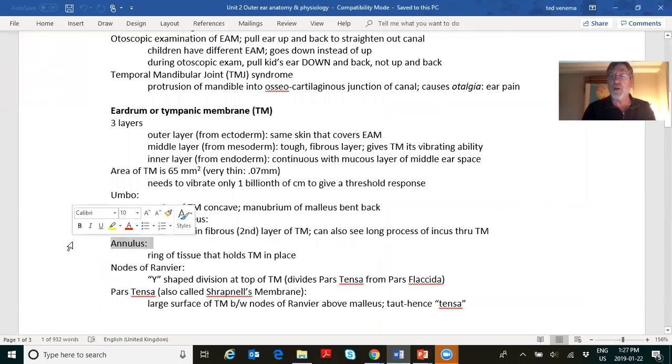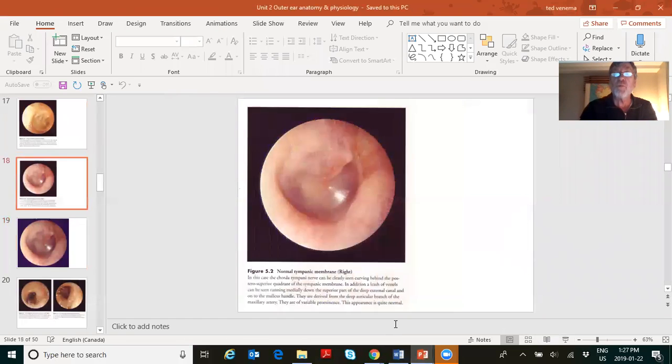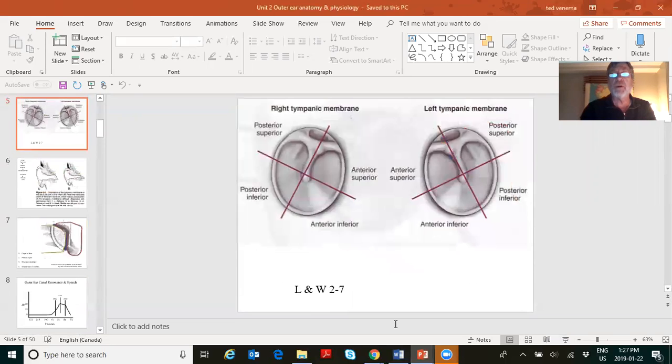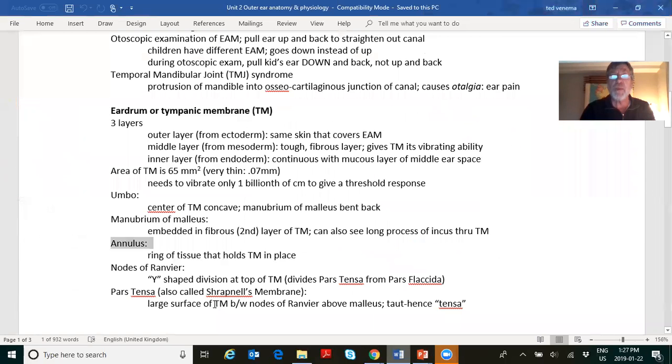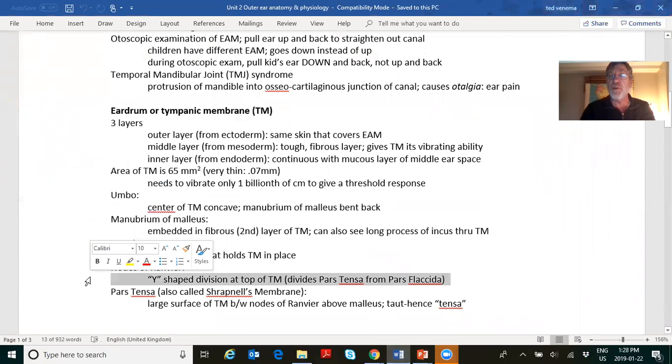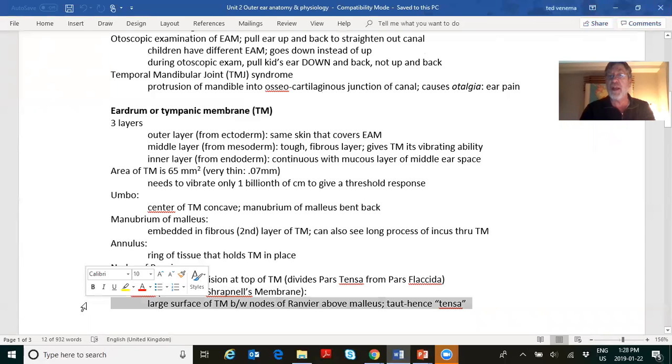Annulus, the ring of tissue that holds the tympanic membrane in place. Well, to see that really nicely, flipping up here, oh, there we go. Annulus, the ring of tissue that holds the eardrum in place. Going to the notes. Manubrium of the malleus, the umbo. Nodes of Ranvier, the Y-shaped division at the top of the tympanic membrane, divides the pars tensa from the pars flaccida. Pars tensa, the bigger part of the eardrum, sometimes called Shrapnel's membrane. It's a large surface of the tympanic membrane.